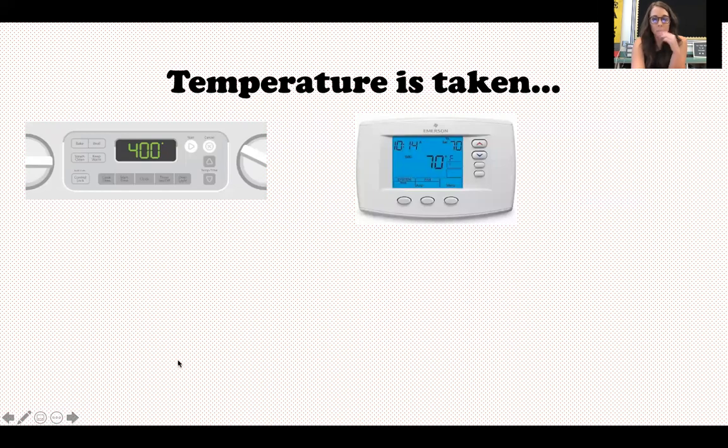Another way we see temperature being taken is in our homes or in our schools or really any building. This is called a thermostat. It goes on the wall, and this right here is telling the temperature of the air inside. And then you can control the temperature depending on if it's too hot or too cool for you. So we take the temperature of our homes, our schools.